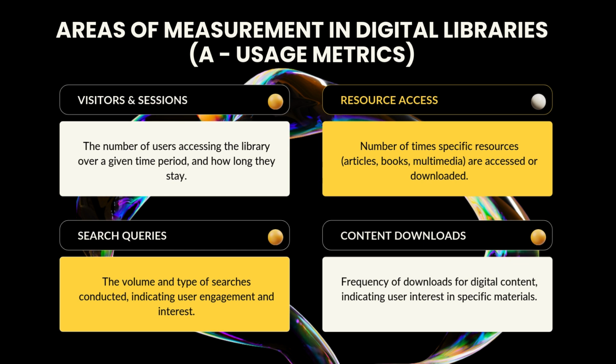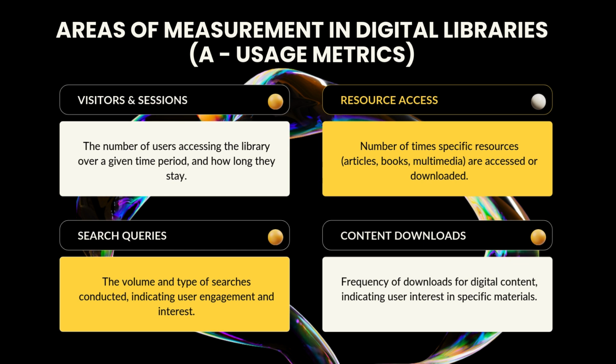For instance, if a particular ebook is accessed 300 times in a month, this suggests that the resource is highly relevant or frequently needed by users. Next is search queries. Search queries refer to the volume and type of searches conducted within the digital library. For example, if many users repeatedly search for the same topic, it may indicate strong interest in that subject. At the same time, it could also suggest that users are struggling to locate relevant materials easily.